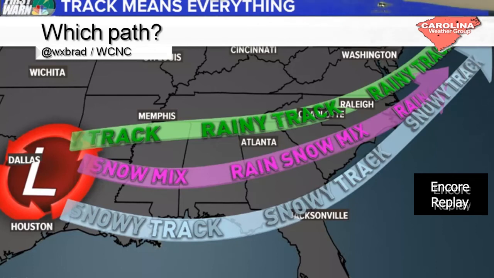Of course, you get into the 12 kilometer, and then we get into the 3 kilometer. I think that's when we're really going to be able to nail down what is what with this thing. As for Charleston, just a cold rain.